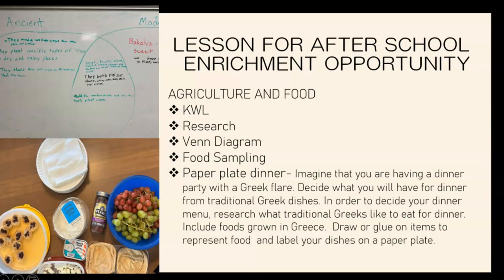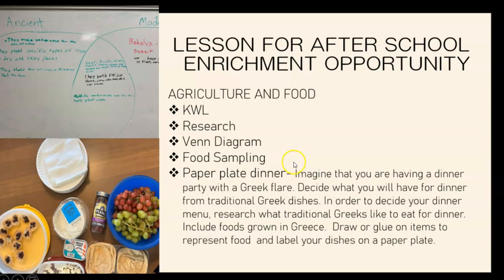My lesson for the after-school enrichment opportunity was on the chapter of culture, agriculture, and food. The students began by completing a KWL chart to write down what they knew about Greek culture and food and what they would like to know, and then they returned at the end to write what they learned. They were given some time to research with websites that were already picked out, to look for Greek farming techniques of the past and of the present and what foods were used or eaten. Then they compared and contrasted these ancient and modern Greek farming techniques and food in a Venn diagram, which you can see in the picture.